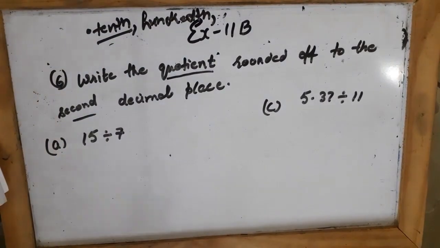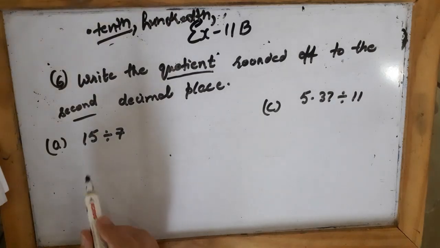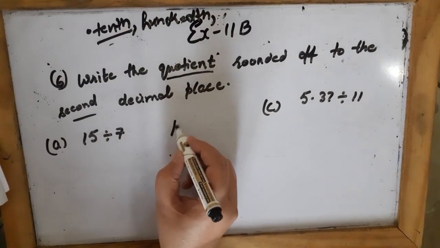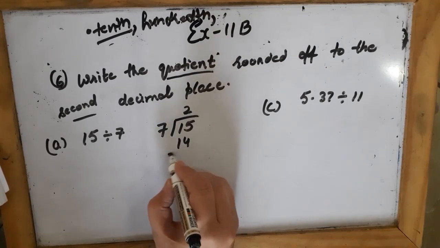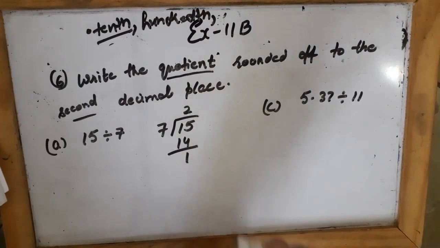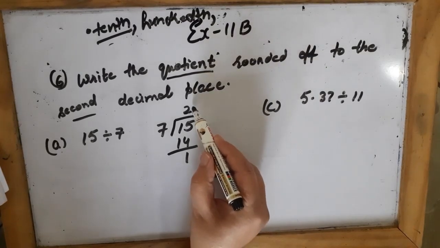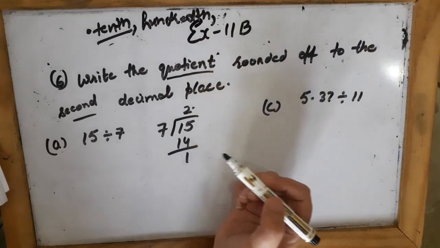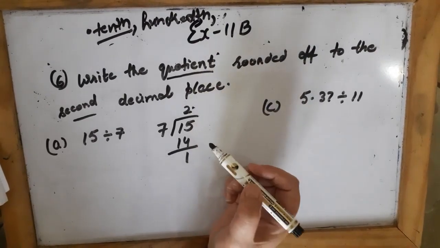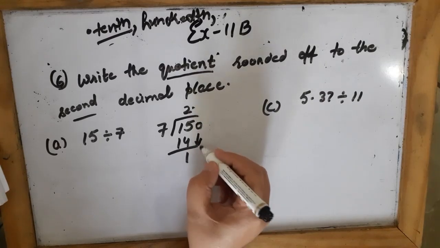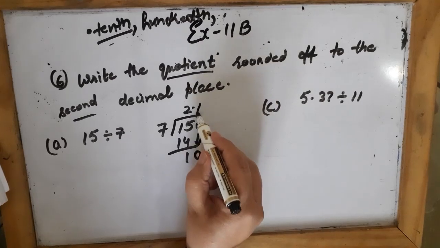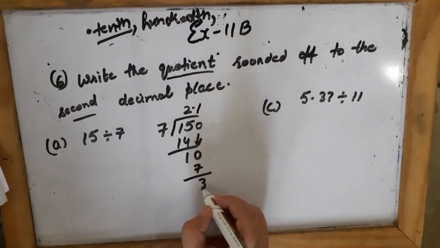Start with the sixth question. They are saying write the quotient rounded off to the second decimal place. Okay, so first of all, these two numbers are given, which I will divide. 15 divided by 7. Now 7 2s are 14. I get the remainder 1, but I want to continue this sum. So I'll put a point here. I'll put a decimal in the quotient, and I said once you put a decimal in the quotient, you can add zeros in the dividend. So bring this 0 down. Now 7 1s are 7. You are left with 3.